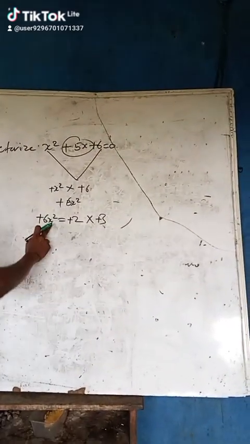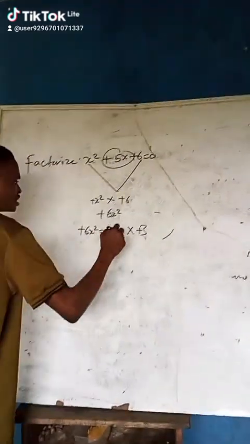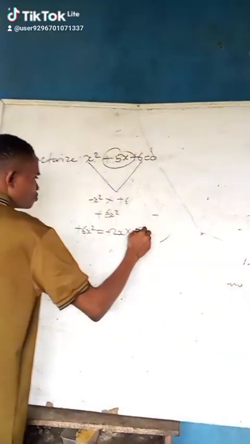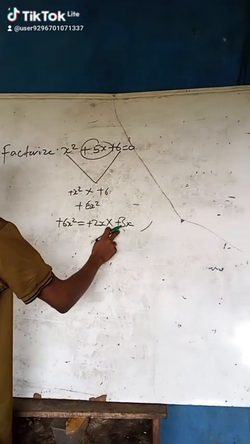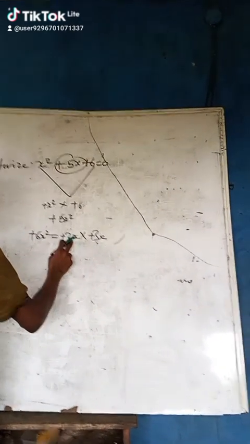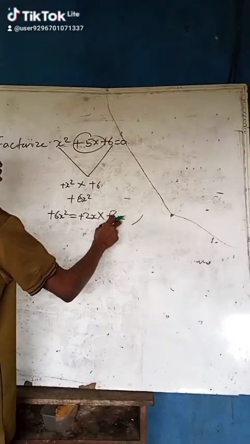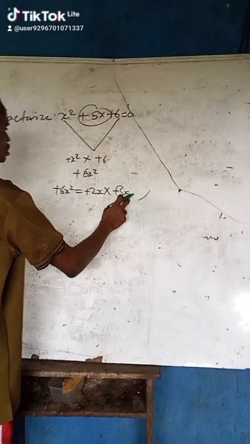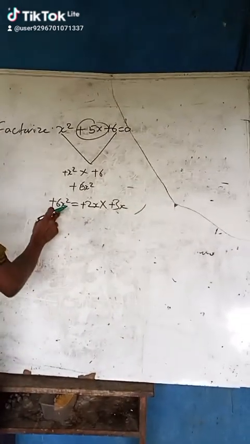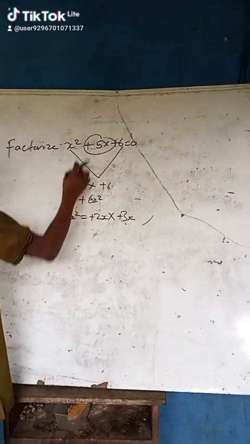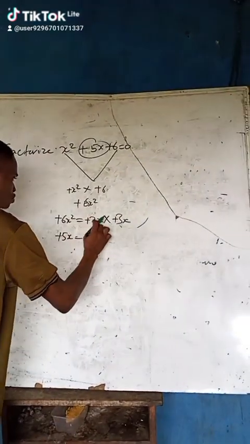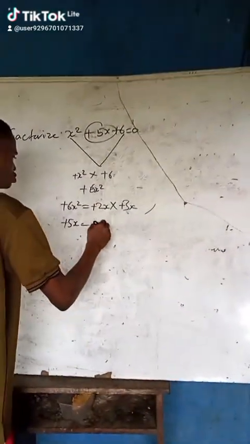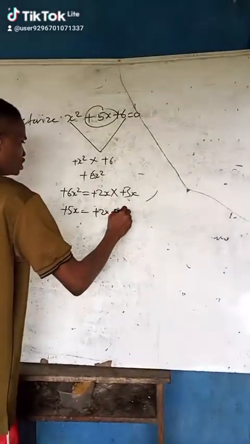How do you get this x squared? Plus times plus is plus, 2 times 3 is 6. x times x is x squared, which gets us this. Now, how can we get this plus 5x? You have to bring this one down, which is your sum, plus 2x plus 3x.